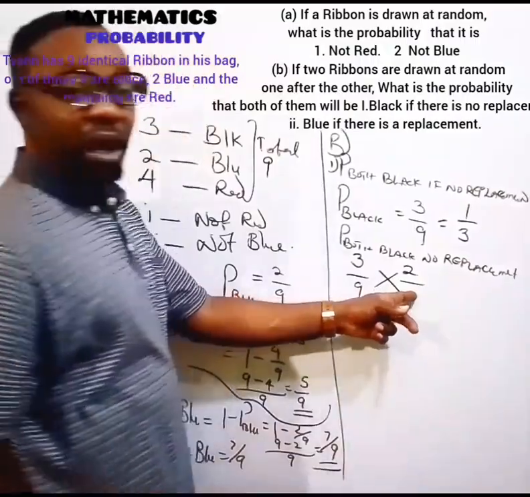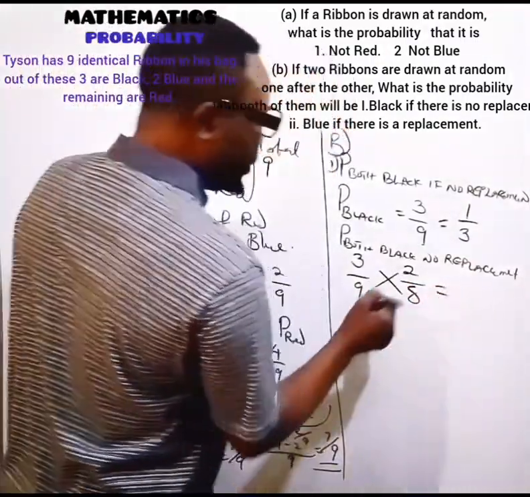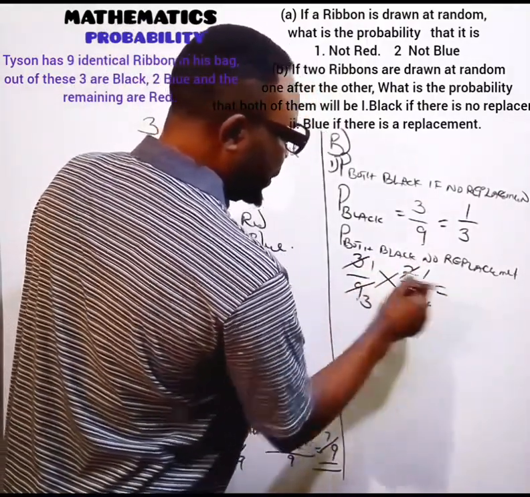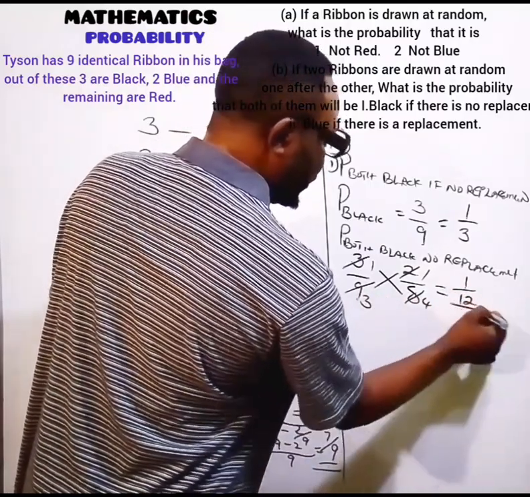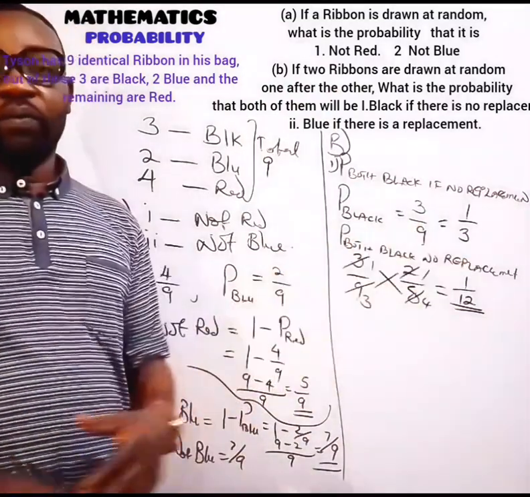which is now reduced to 8. So we are going to have 2 here, 1 times 2 is 2 here, 4 times 3 is 12 here, 1 over 3 times 4 is 12. So it is 1 over 12, both black with no replacement.